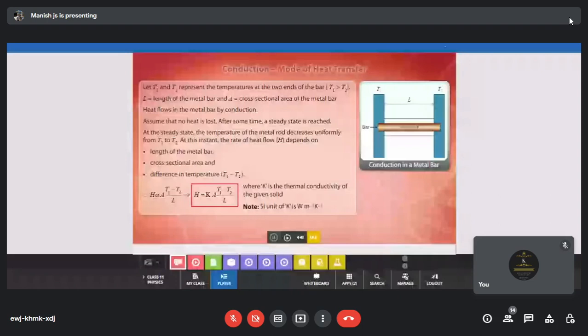Heat is directly proportional to the change in temperature. If you combine both, you will get H is proportional to (T1 minus T2) upon length, and also the area of cross section, which we shouldn't forget. The heat is directly proportional to the area of cross section. The greater the area of cross section, the greater the rate of heat transfer. If you combine everything, you will get H is equal to K times A times (T1 minus T2) upon L. Here K is called the proportionality constant.